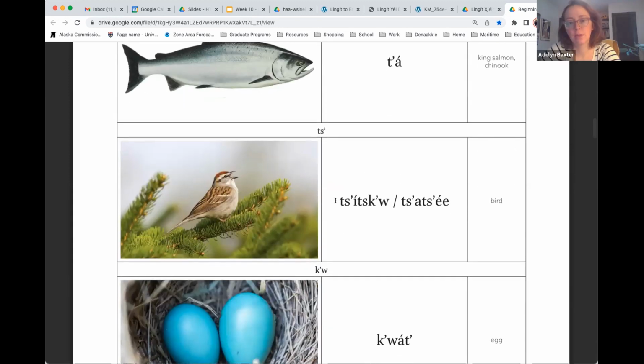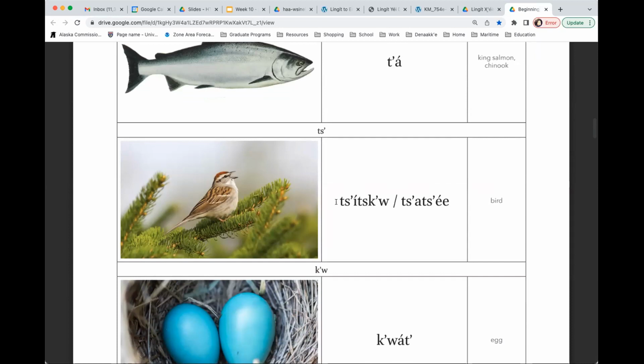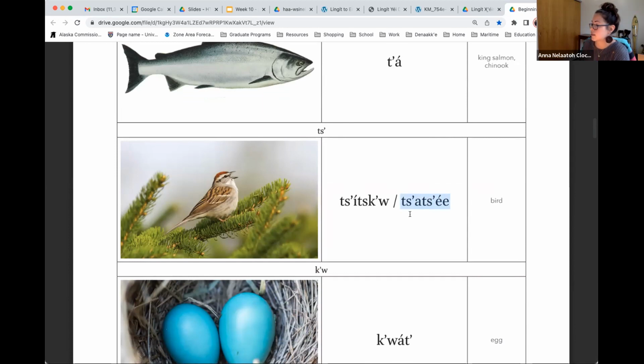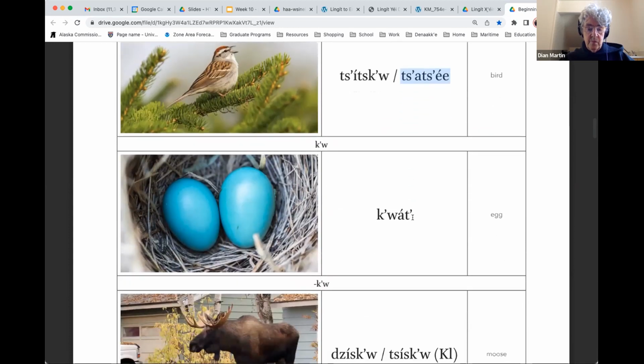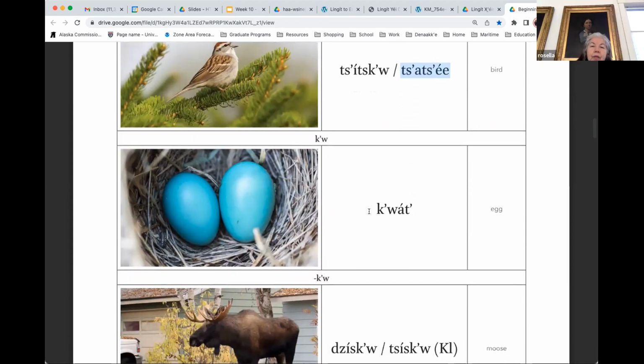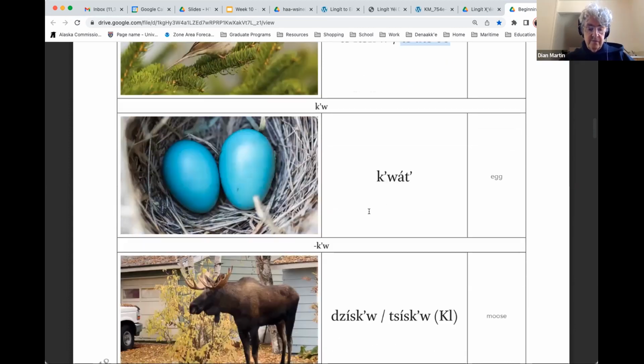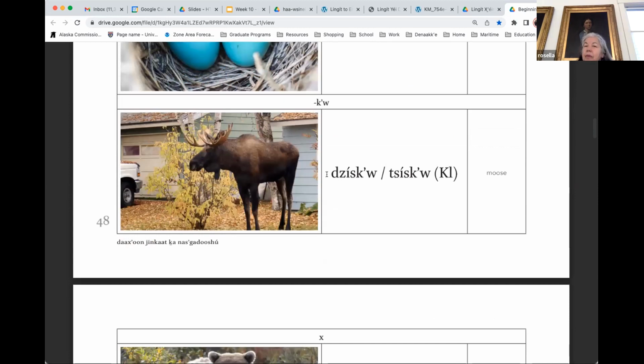Tse. Oh, I accidentally messed up my tone. It should be low, short and then high. So let's do it again. Tse. Okay. Quat. Disc.